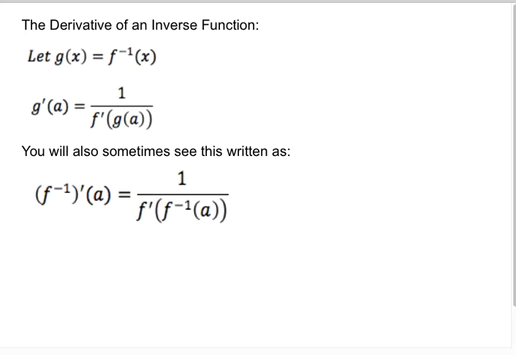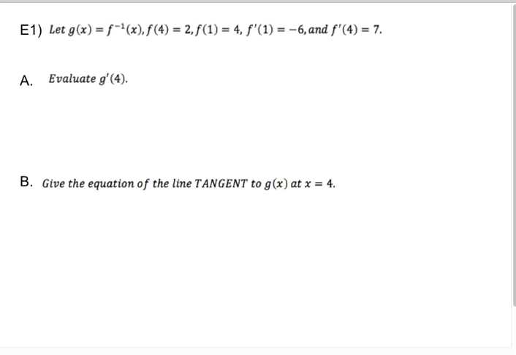So the derivative of an inverse function, let's call g of x f inverse of x, meaning that just for simplicity of notation, g is the inverse of f. g prime of a then is 1 over f prime of g of a. You'll also sometimes see it in the significantly less simple form where we use f inverse. So f inverse prime of a is equal to 1 over f prime of f inverse of a, which is a lot. So let's walk through what this is going to look like. We're going to do a bunch of examples in a couple different ways, some with equations, some with tables, etc.